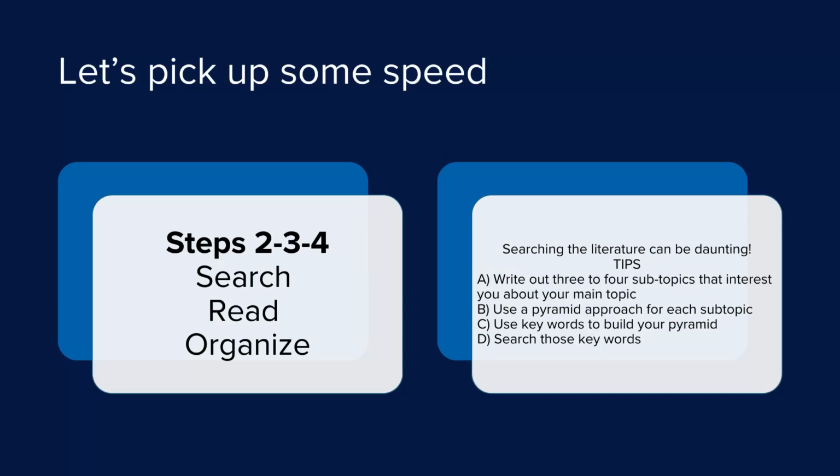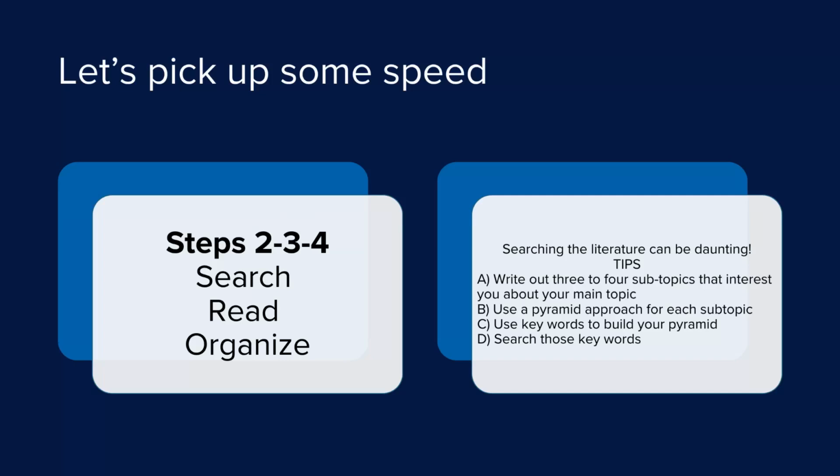So when you're searching the literature, which can be daunting, especially because there's new literature every day, sometimes in 1 hour there might be 10 more articles that come out. So how do you approach that? Here are some tips that I've used with my students when I'm meeting with them, as well as my postdocs. I say write out 3 to 4 subtopics that interest you.